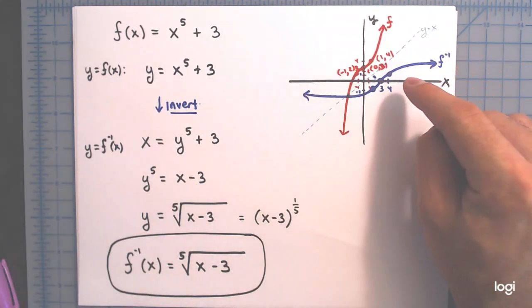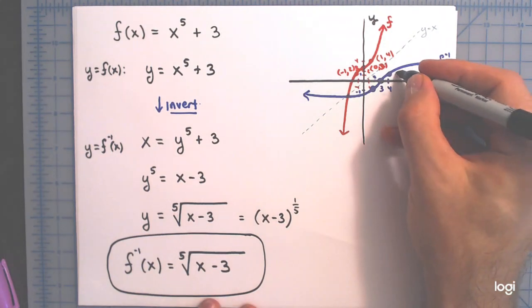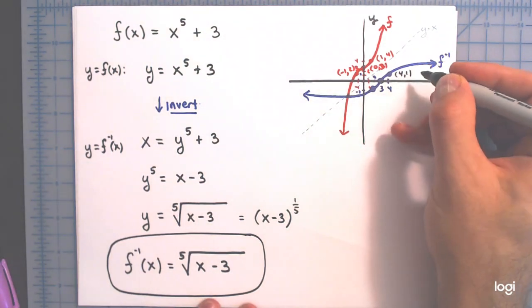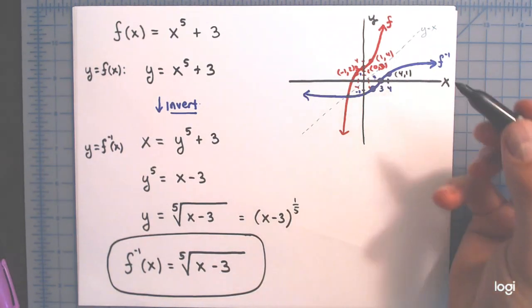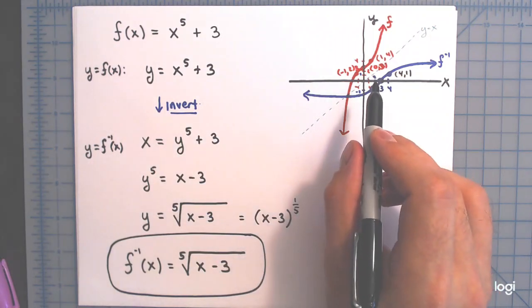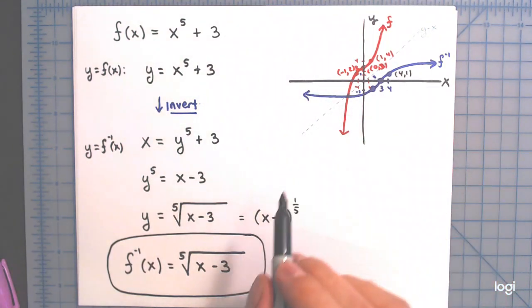And double check, I got some points up here. There was 4, 1. How about if x were 4, wouldn't you get 1 as an output? Yeah, the fifth root of 1. If x were 3, wouldn't you get 0 as an output? And I've got 3, 0 on that f inverse graph, and so on.